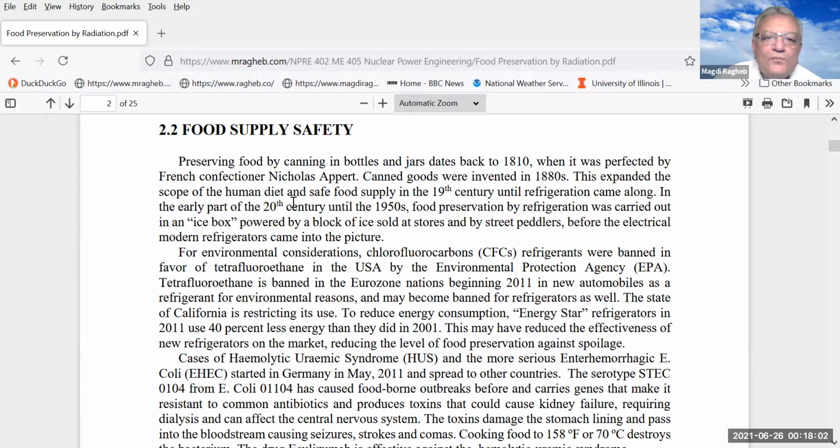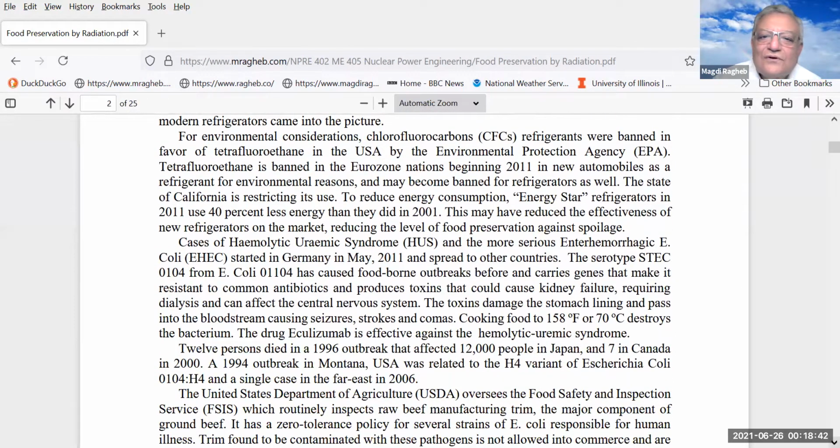This expanded the scope of human diet and saved food supply in the 19th century until refrigeration came up in the 20th century. We wouldn't think about having food in your home now without having it refrigerated in general. It started with people having ice boxes, and you would have peddlers, in fact, going in the streets. You haven't seen that, nor probably your parents, where they get chunks of ice that you put in an ice box to keep the food really refrigerated. But now we have electrical refrigerators, and no home can really be seen in the United States without one right now.